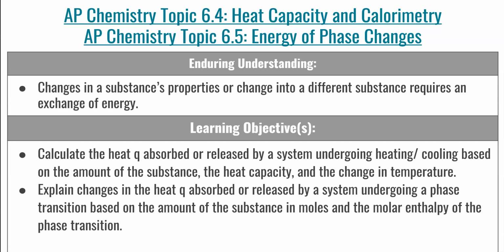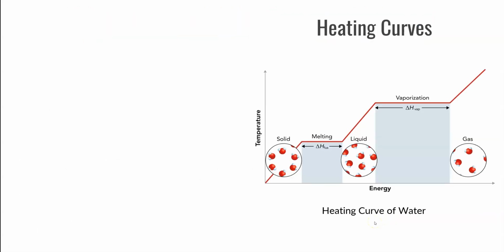The learning objective is to calculate the heat Q absorbed or released by a system undergoing heating and cooling based on the amount of substance, the heat capacity, and the change in temperature. We're also going to explain the changes in heat absorbed or released by a system undergoing a phase transition. And we'll be talking about moles and the molar enthalpy of phase transition.